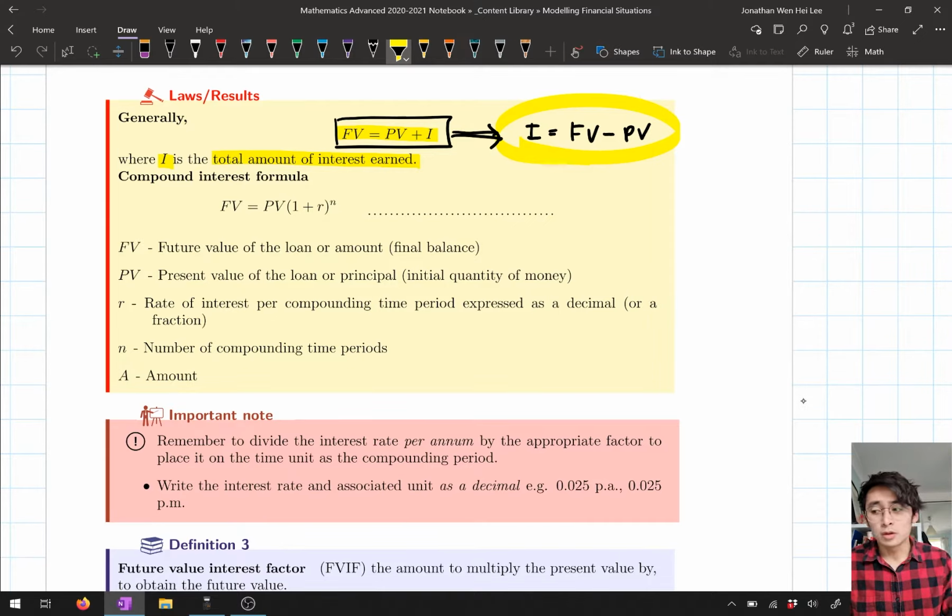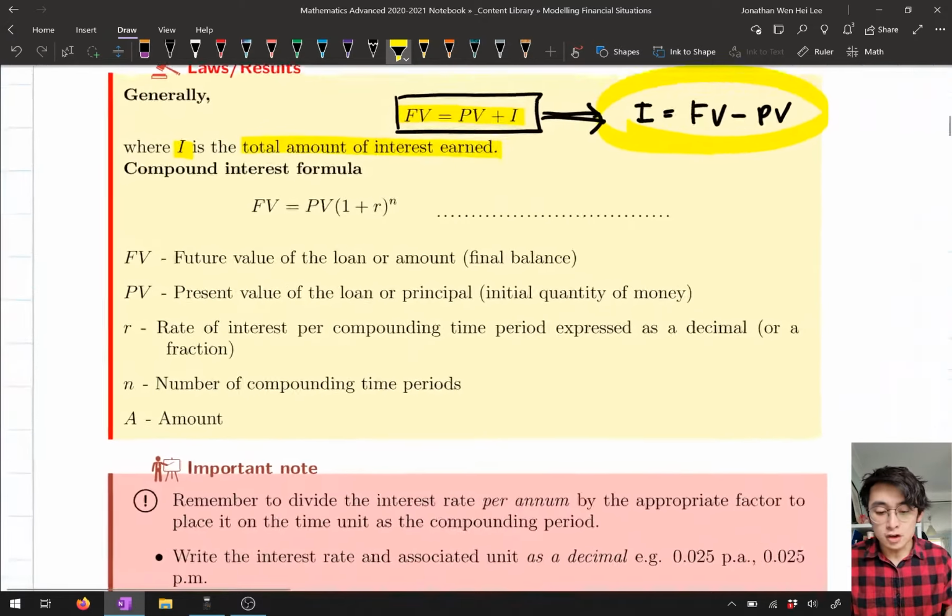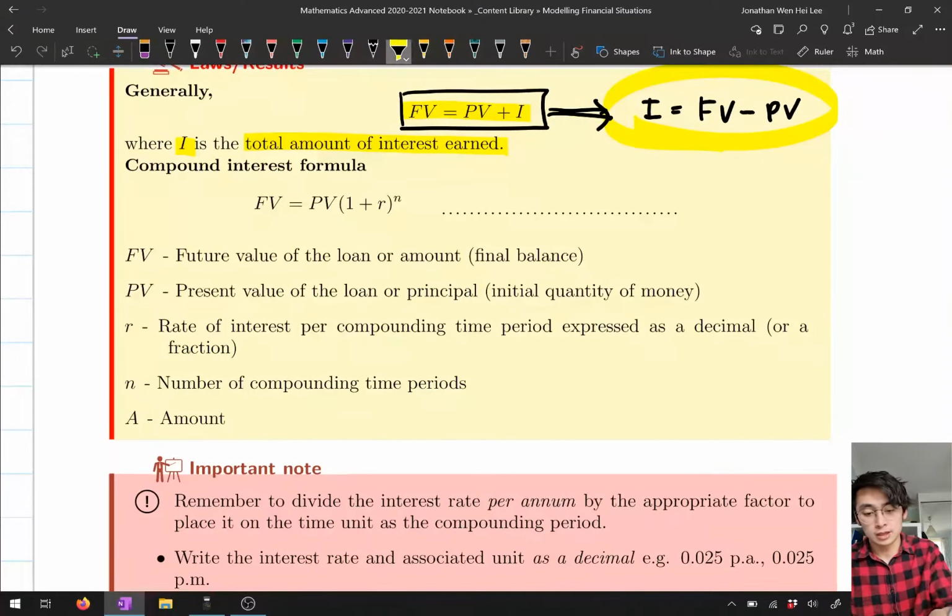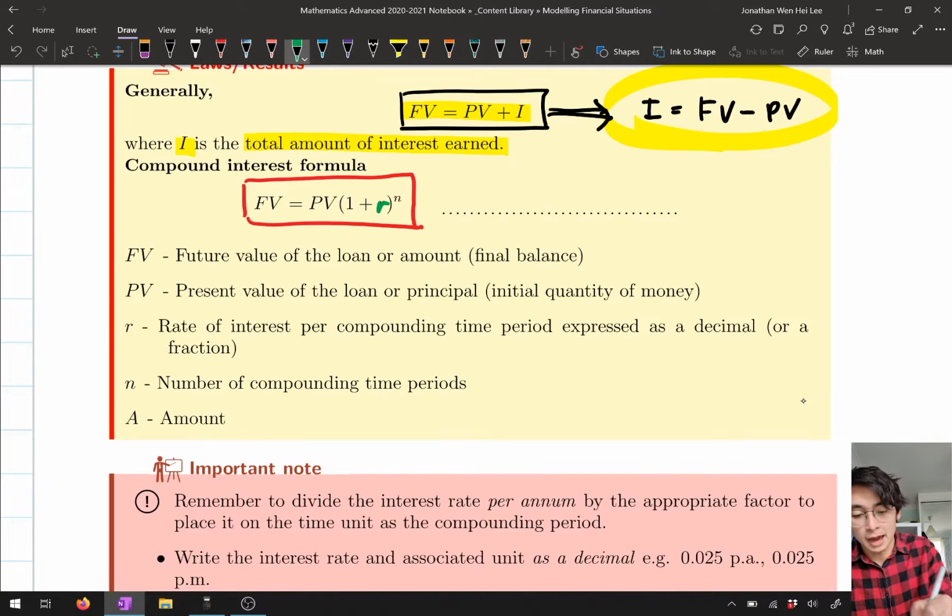The formula that we will use quite often, and I believe this is on your reference sheet, so I'm actually going to check this right now. I should have checked this in advance, but this formula is on your reference sheet. Here, the compound interest formula is: future value is equal to the present value, so PV, times 1 plus R to the power N. Now let's just talk about R and N here.